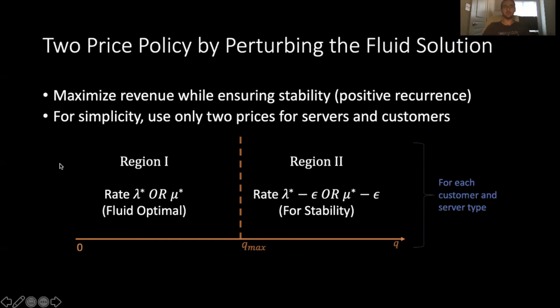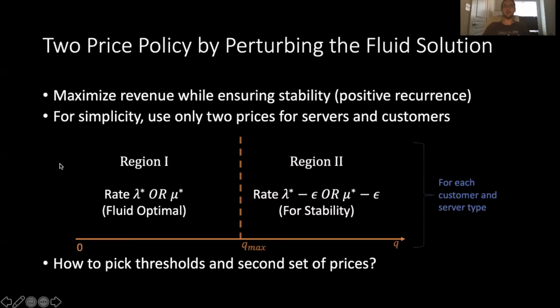Until the Q length being up to Q max, we use the fluid solution. Thus, the arrival rates are the fluid optimal arrival rates, lambda star and mu star. Once the Q length passes this threshold Q max, we decrease the arrival rate by perturbing the fluid solution by an epsilon amount. So the arrival rates become lambda star minus epsilon and mu star minus epsilon respectively. Now the question is how to pick these thresholds and second set of prices. The idea is if you pick epsilon large enough, then the revenue loss will be a lot compared to the fluid revenue loss. Whereas if you pick epsilon small enough, then the expected Q length will be really large because you are not perturbing enough to make the system stable. Thus, we need to look at this trade-off and pick epsilon appropriately.